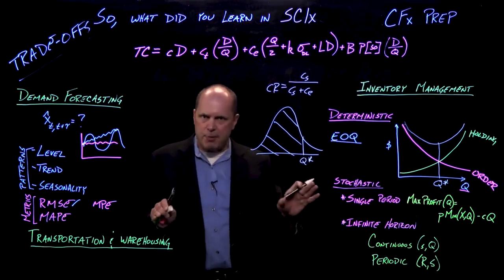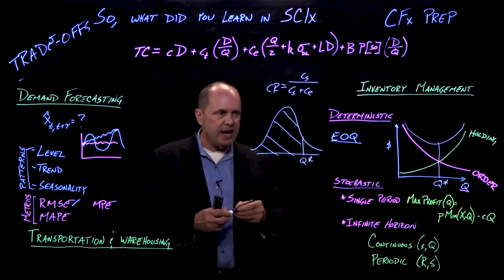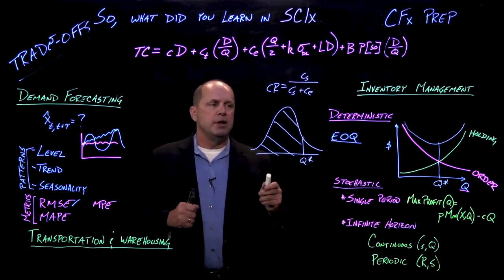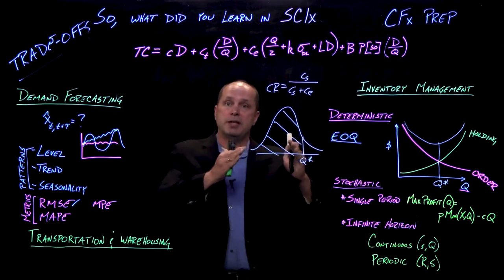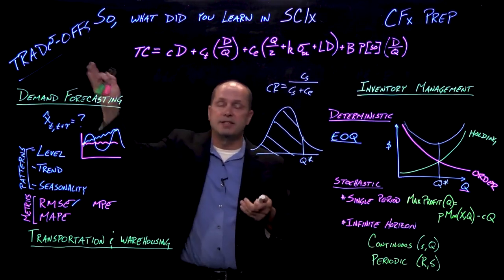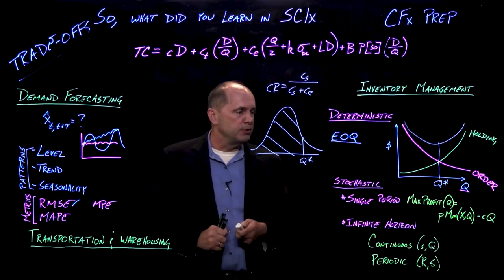And the math gets a little complicated here. We go through it, but the idea is that it's a single period and we're maximizing profit based on this distribution, and it's really trading off our risk of having too much and having too little. Again, it's another trade-off that's being used.